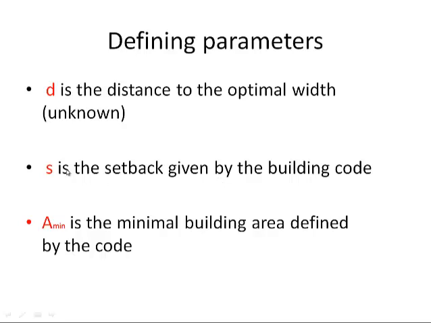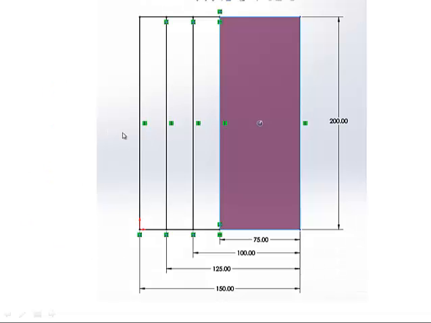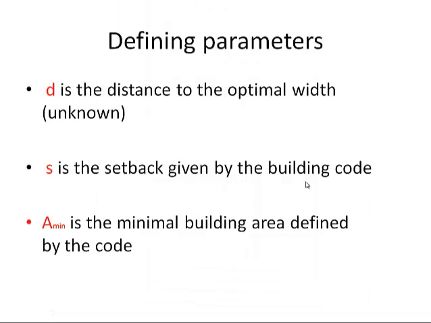First parameter we'll define is the distance d, which is the distance from the far left of the lot to the optimal width that we'll determine. So the optimal width that we'll determine will be the full width of the lot, 150, minus d, and then we'll obtain the actual width of the lot that we're looking for. D will be that distance from the far left to the optimal width.